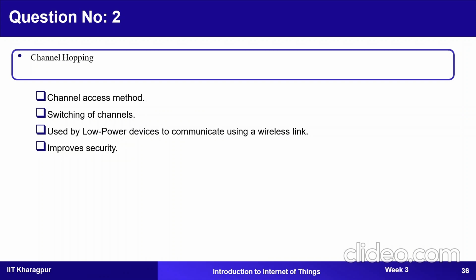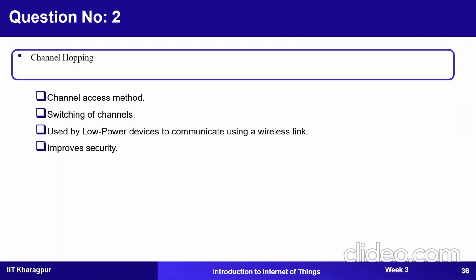Next technique is channel hopping. So basically this channel hopping is not used for collision free transmission. However, it is a channel access method in which there is a switching of channels whenever we want to transmit the data. So every time once the transmission is done, the channel is changed. So the channel is hopped basically. So this is called channel hopping.